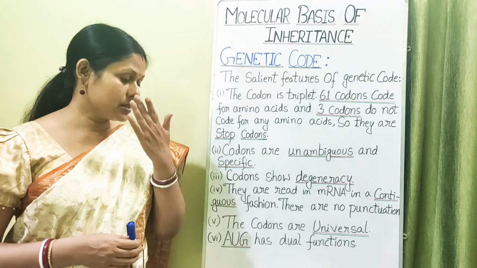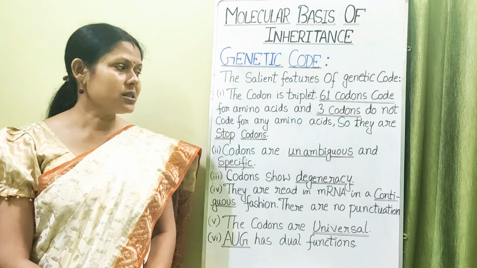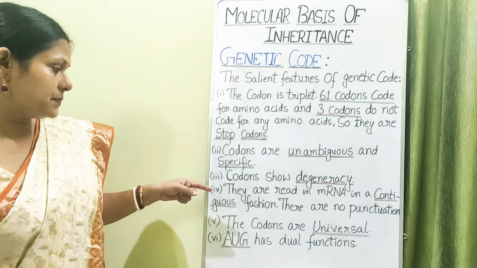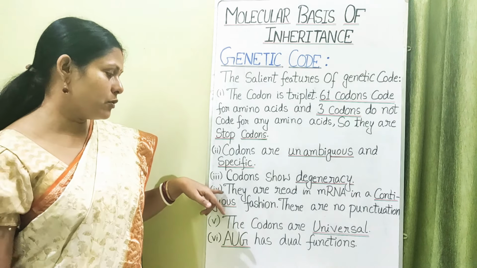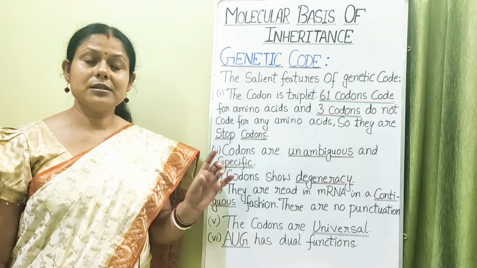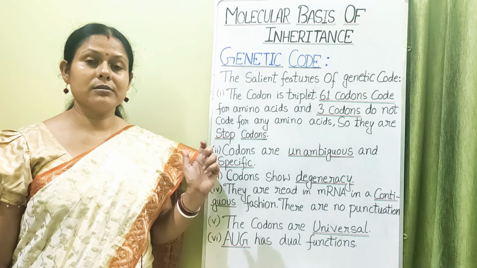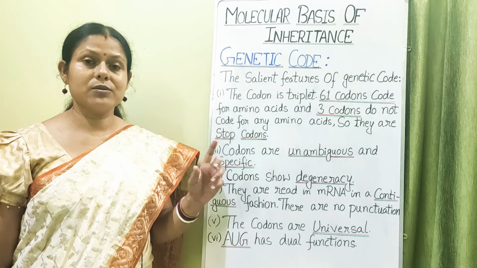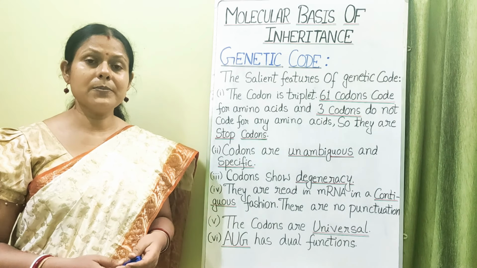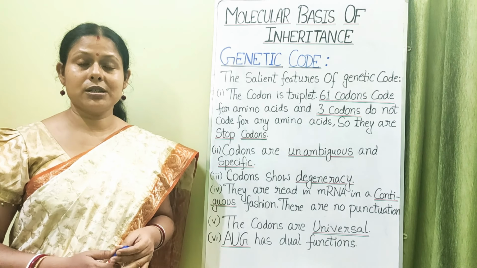The next topic discussed in your chapter is mutation. Just now we were discussing point number 4, that codons are read in the mRNA in a contiguous fashion. That means triplet codons are responsible for decoding the amino acids. One single amino acid will be coded by a triplet codon. That was the meaning of point number 4 in the salient properties of the genetic code.